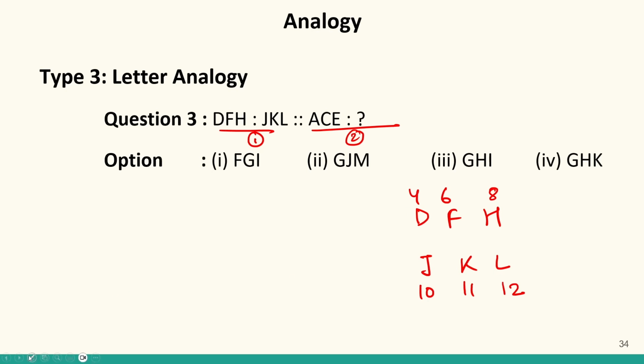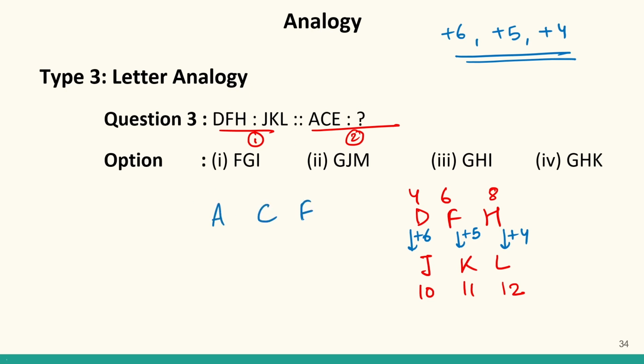So here to here I can see that from 4 to 10 we are going plus 6. From 6 to 11 we are going plus 5. Similarly from 8 to 12 we are going plus 4. So this is the logic. We are going plus 6, then plus 5, then plus 4. This logic is being used. So let's use the same logic for ACE.